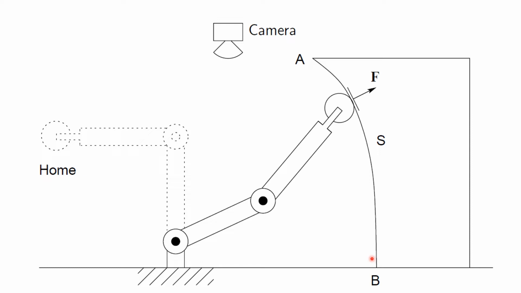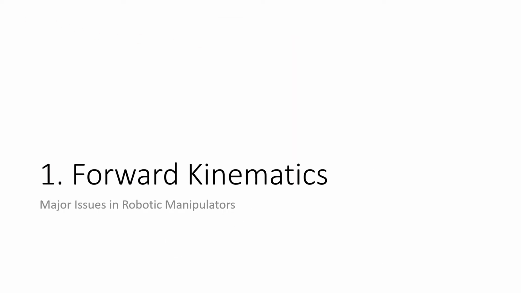So in order to achieve this grinding operation, which is going to require a specific force to be exerted, in addition to achieving all the points in between, which is going to warrant a good position control. And this whole scenario is being observed as well using a camera. So this was the whole scenario that was presented last time in order to identify all the major issues. And the first issue was that of forward kinematics.